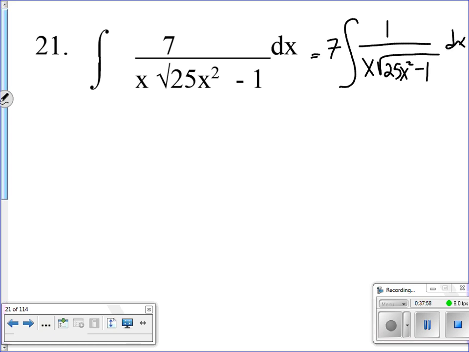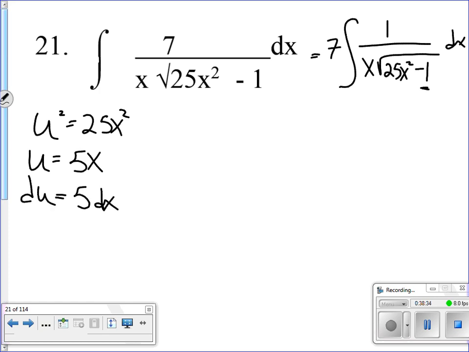Now, if I make u 25x squared minus 1, du would be 50x. I would need an x in the numerator, which I don't have. So I am going for inverse trig, and this is the inverse secant, which is the annoying one. At least the constant down here is a 1 already. So I will then identify u squared, which would be the 25x squared, making u 5x, and du is equal to 5 dx.